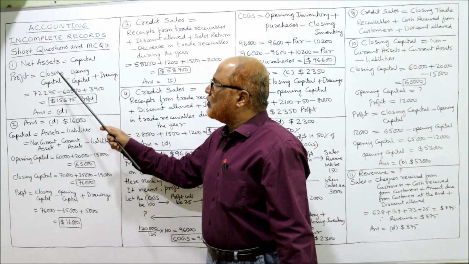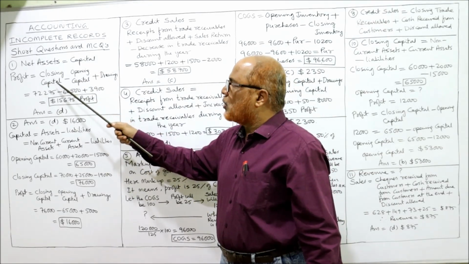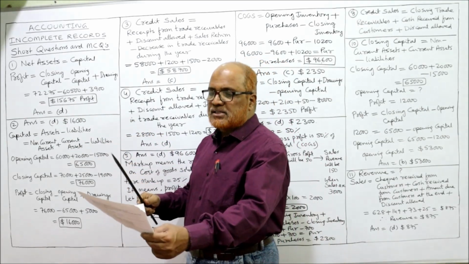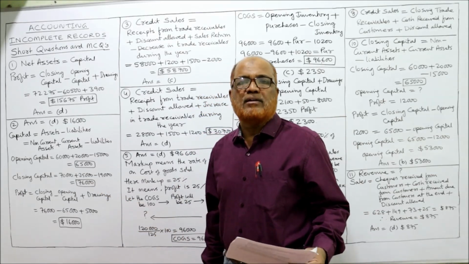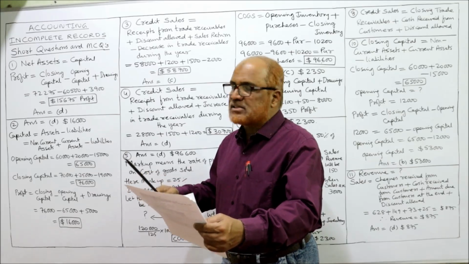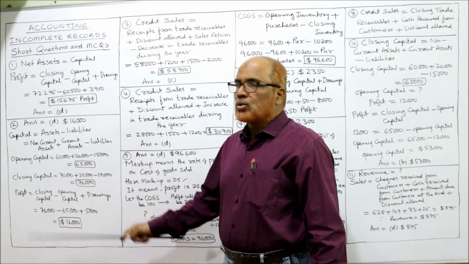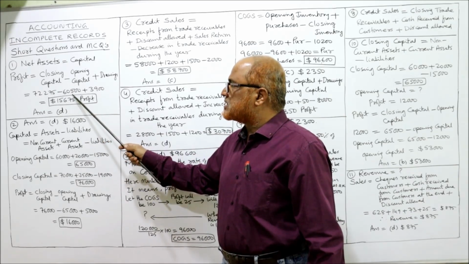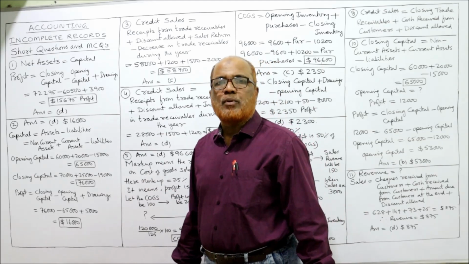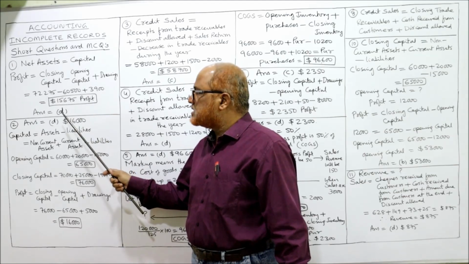Here you can see net assets means capital. The profit is equal to closing capital minus opening capital plus drawings. Closing capital is given, 72,275 net assets, that is capital, and opening capital is given, 60,500. Drawings are given, 3,900. So 72,275 minus 60,500 plus 3,900 gives $15,675 as the profit. The answer is D.